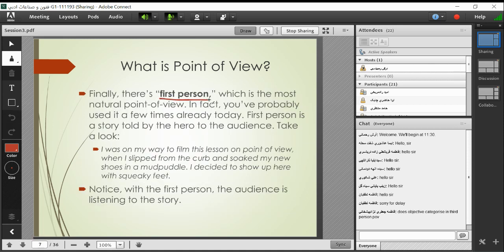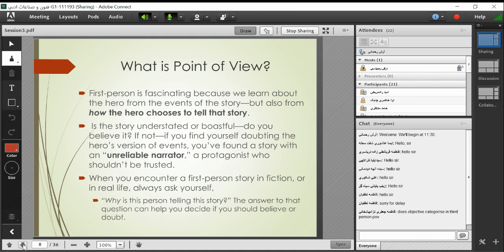And then we have the first person narrator, which is like the most intimate one, because it's actually the protagonist who's confiding in you. In other words, he trusts you and wants to tell you what's happened to him. So if we again change the same story to a first person POV, it's I was on my way to do something. And anyway, so in the first person, the audience is actually listening to the story in which one of the characters of the story is telling it.